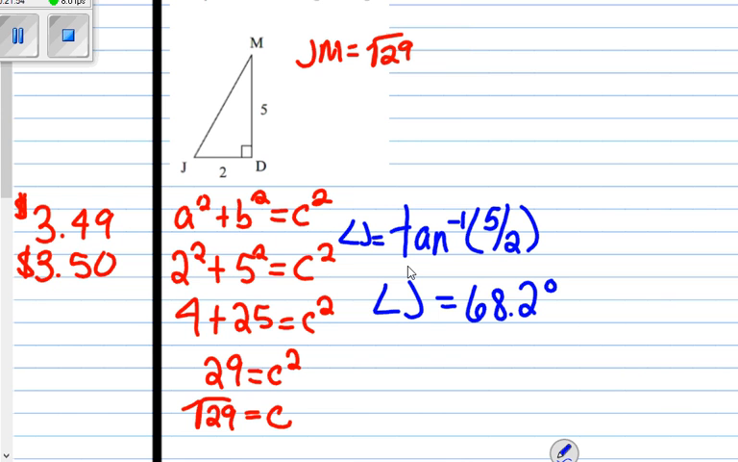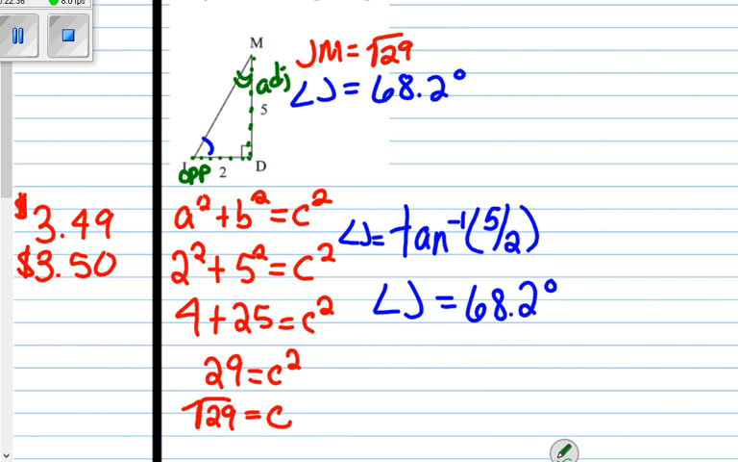So now we have angle J. It is 68.2 degrees. So we found this angle. Now we need to find angle M. So from the perspective of angle M, what side is 5? Adjacent. And what side is 2? Opposite. Now, guys, if you wanted to, you could use MJ, the hypotenuse, which we found to be the square root of 29, but I don't want to work with square roots if I don't have to. That's why I'm just working with 2 and 5. They're a lot better to work with.